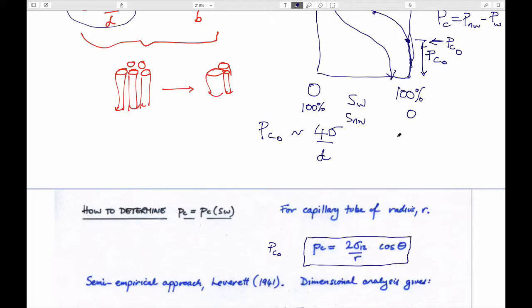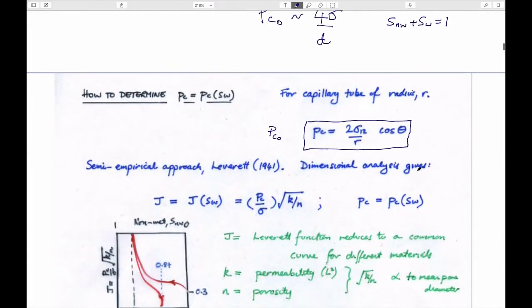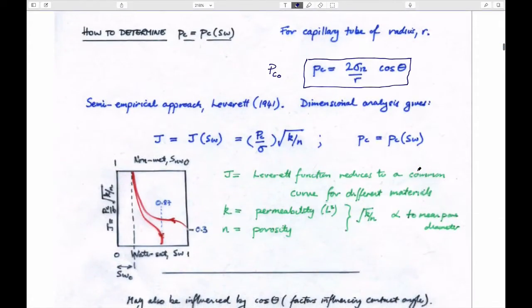Because we know that the saturation of the non-wetting fluid plus the saturation of the wetting fluid, by definition, have to equal 1. They have to fill the pore space. If there's a third fluid, then the three of them would have to sum to 1. In this case, we're only talking about 2 fluids. But anyway, we digress.